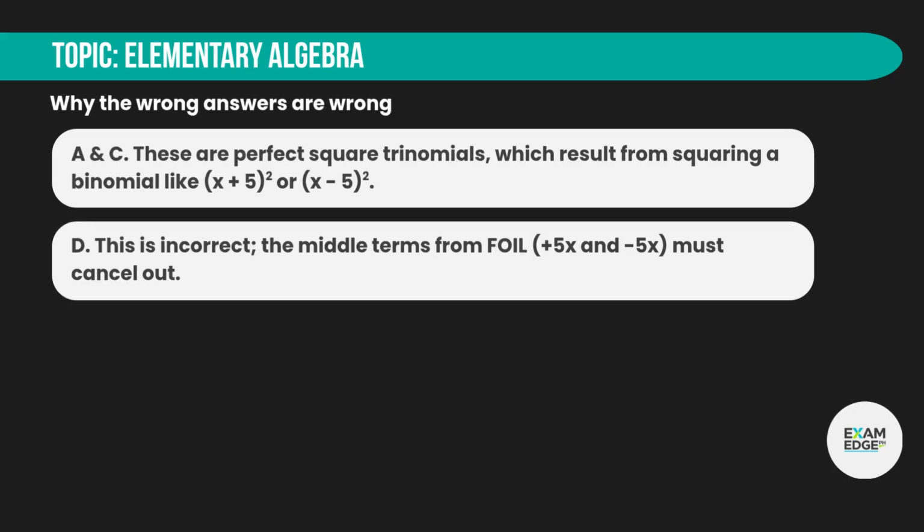Why the wrong answers are wrong, A and C. These are perfect square trinomials, which result from squaring a binomial like x plus 5 squared or x minus 5 squared. D. This is incorrect. The middle terms from FOIL, plus 5x and minus 5x, must cancel out.